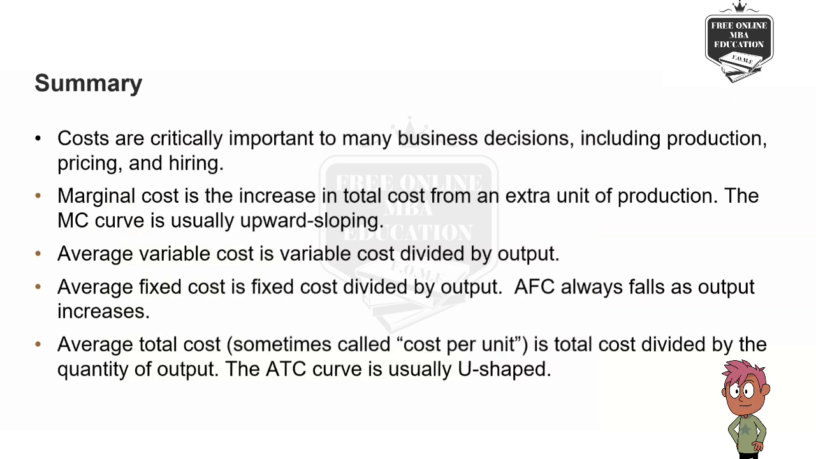Average variable cost is the variable cost which is divided by the total output. Fixed cost in terms of average fixed cost will be the division with the number of output. Average fixed cost curve always falls as output increases. And average total cost is also called sometimes the cost per unit and is the total cost which is divided by the quantity of output. It is usually a U-shaped curve.